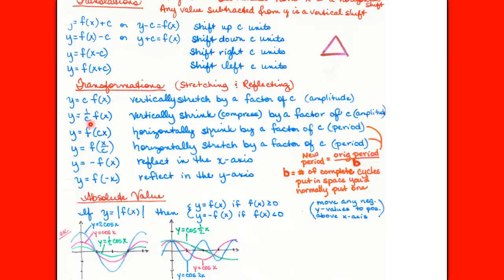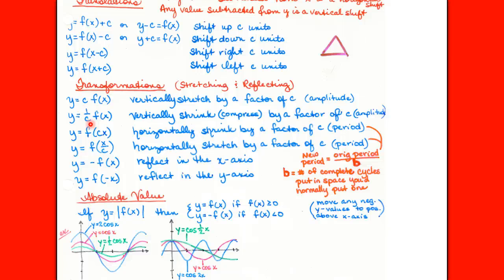A vertical shrink is when I take that, grab it at the top and the bottom, and it's like I push it back together. I compress it back together. That's a vertical shrink or a vertical compression.